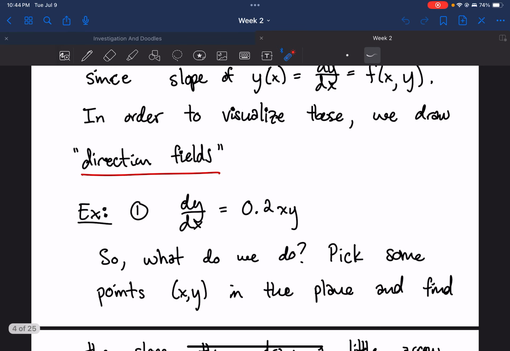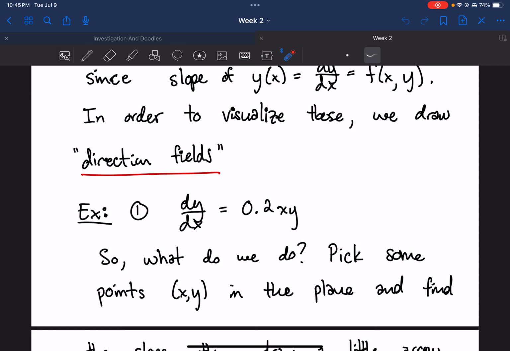Here's a differential equation, a first order differential equation. Now, we don't know how to solve it yet. We'll learn in the next section how to solve these kinds of differential equations, but this is actually what's going to be called a separable differential equation. And we can solve this exactly. We don't have to draw the direction field for this one. But for the sake of this example, we're going to draw the direction field because right now we don't know how to solve a differential equation.